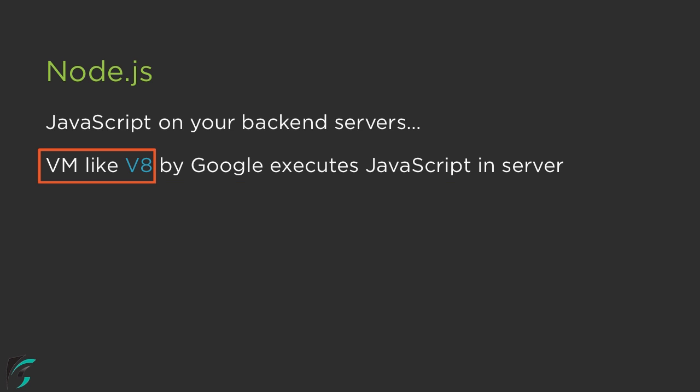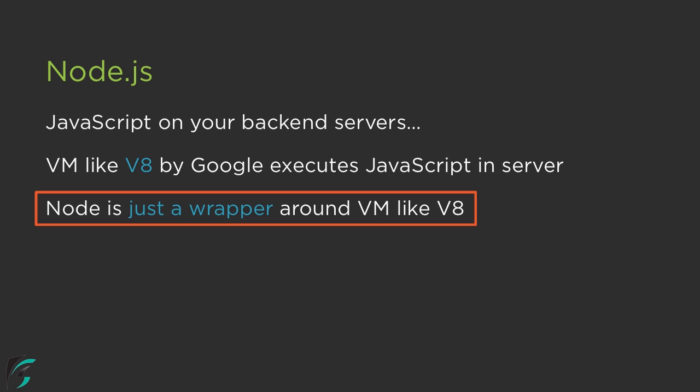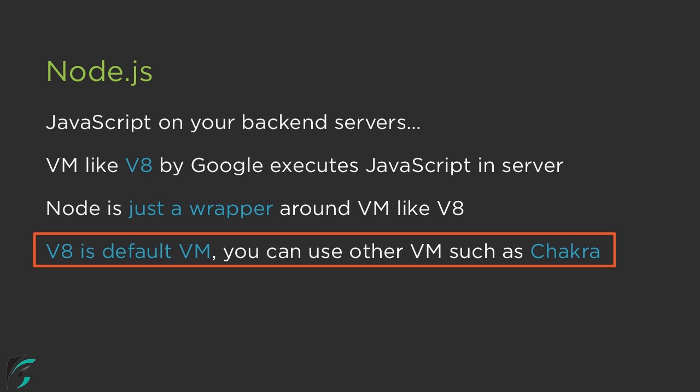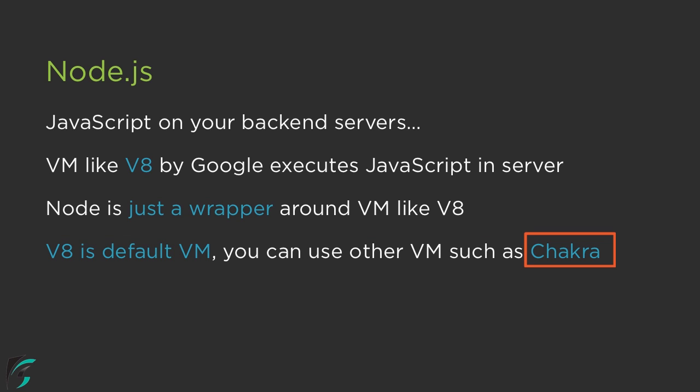It's done with a virtual machine like the V8 Engine by Google. So you can now define Node as just a wrapper around a virtual machine, that is VM. You can call it a coordinator who instructs the VM to execute your JavaScript code on the server. Now apart from V8, you can use other virtual machines such as Chakra. But V8 is actually the default virtual machine for Node and is probably used by most Node developers.